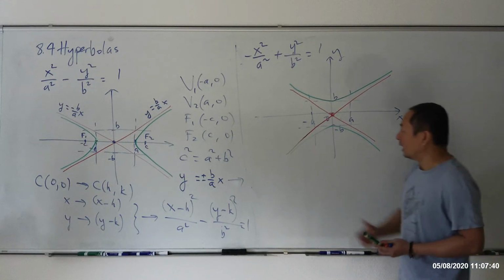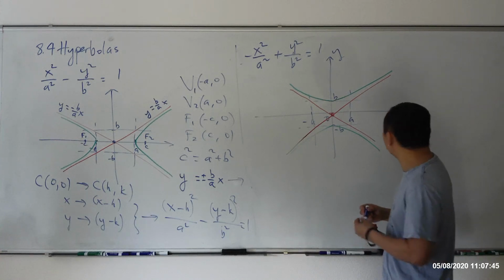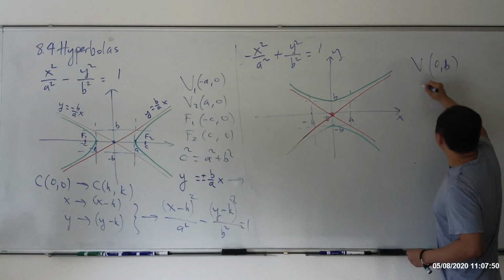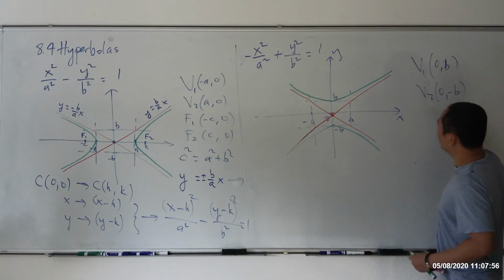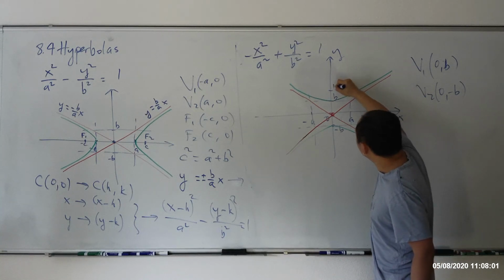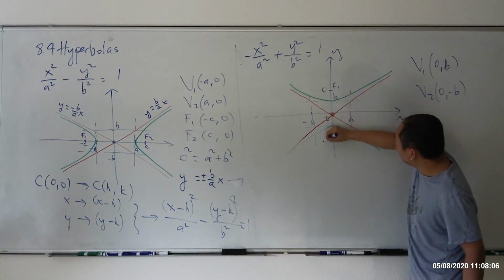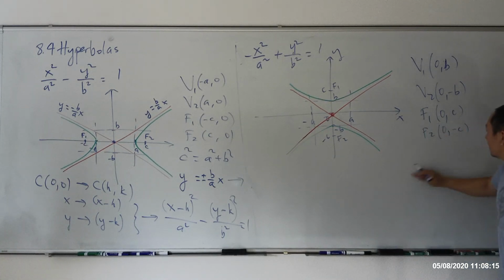Pretty much we have the same information, but the vertex now is not at A anymore. The vertex will be at (0, B), and this is called B1 up here. B2 is at (0, negative B) down here. F1 and F2 will be up and down. So F1 will be up here, F2 will be down here, and this is going to be C, negative C. So F1 will be at (0, C), F2 will be at (0, negative C), and of course C squared is still A squared plus B squared.